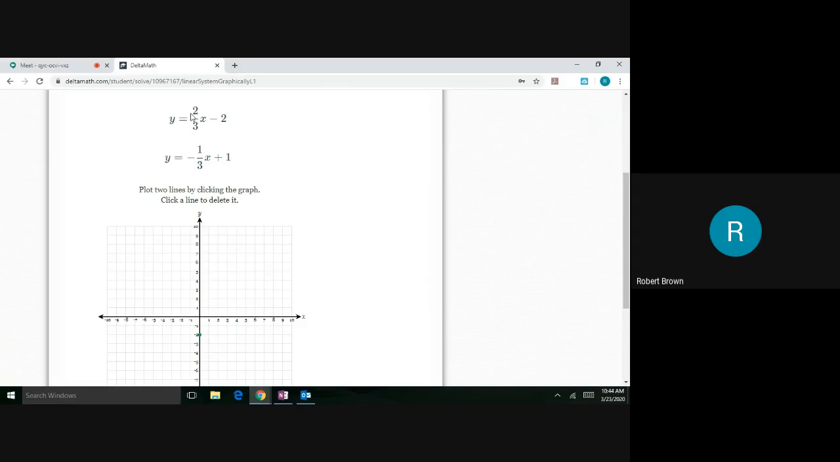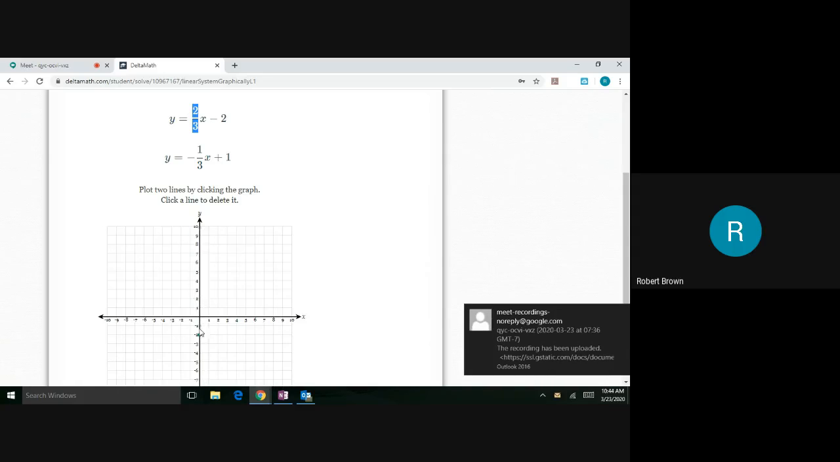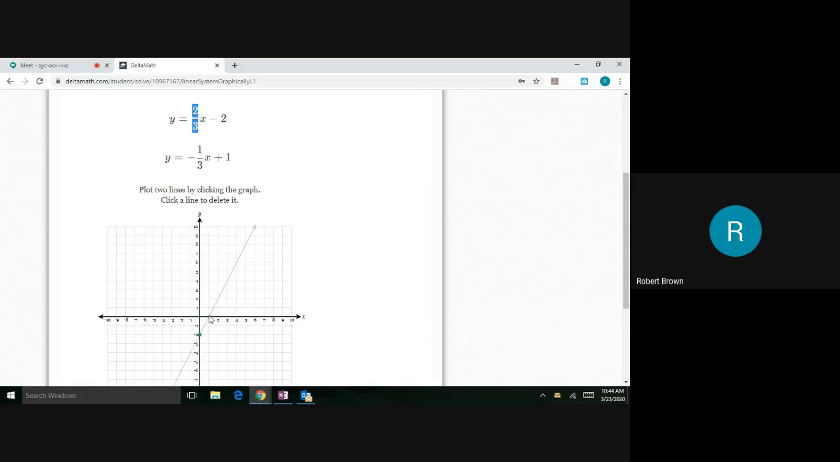Now, the slope m is 2/3. You have to pay attention if it's positive or negative. If it's positive, we'll go up and to the right. If it's negative, we'll go down and to the right. The top number is positive 2, so we go up 2, 1, 2. The bottom number is 3, so we go to the right, 1, 2, 3. And you should be able to see that line right there.